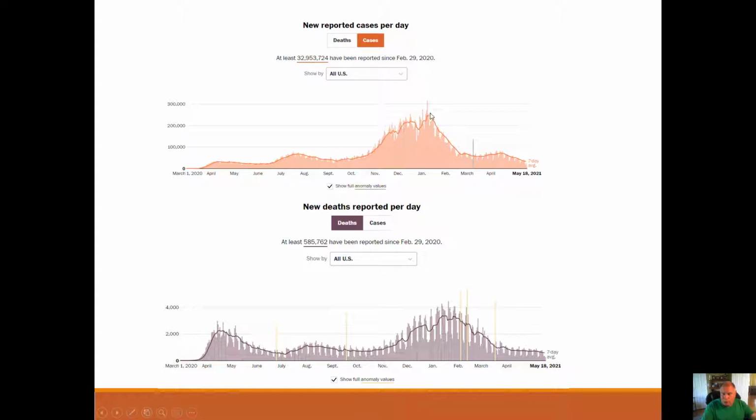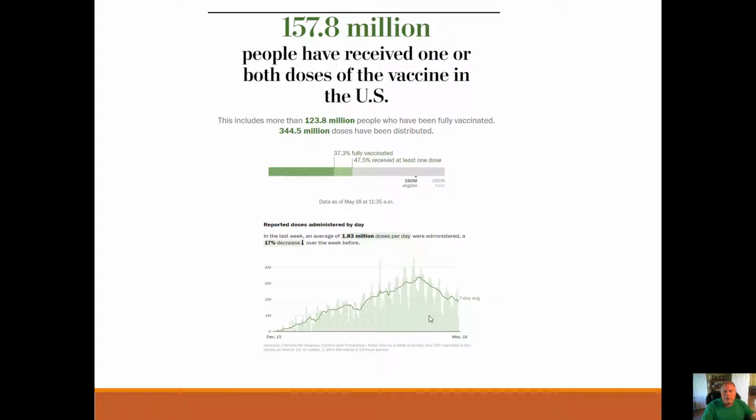So it looks like we're over the hump, and we're coming down on both of these key measurements, which is good. So far, 157.8 million people have received one or both doses, but only about a third of the country is fully vaccinated, and 47.5% received at least one dose. But look what's happening on the vaccine. Back here, everybody wanted it, demand was high, and now it's declining. The number of people receiving the vaccine is dropping off pretty steeply. If we look here, there are 280 million eligible and 124 who have received it. So there's still a significant portion of the population that does not have it.